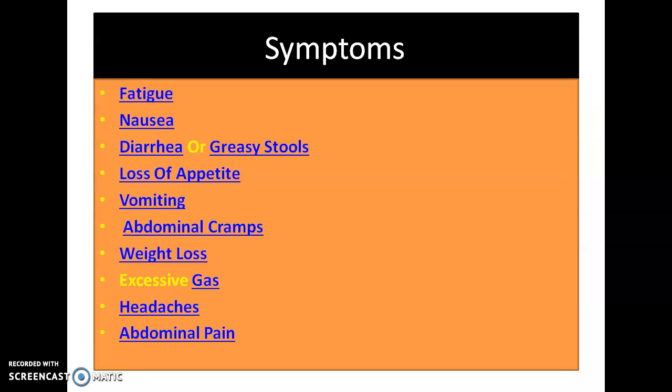The main symptoms of this disease include fatigue, nausea, diarrhea, loss of appetite, vomiting, abdominal cramps, weight loss, excessive gas, headaches, as well as abdominal pain. So that's all about the diseases which are caused by protozoans.